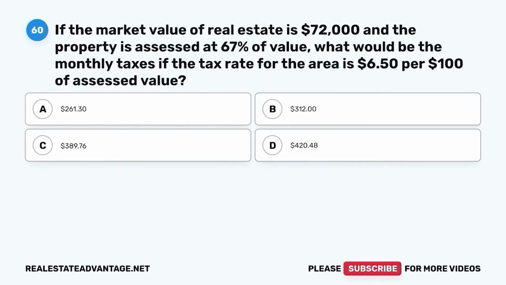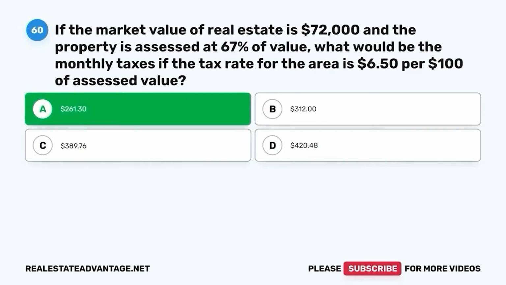Question 60. If the market value of real estate is $72,000 and the property is assessed at 67% of value, what would be the monthly taxes if the tax rate for the area is $6.50 per $100 of assessed value? A. $261.30. B. $312. C. $389.76. D. $420.48.